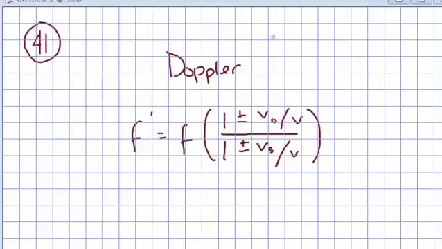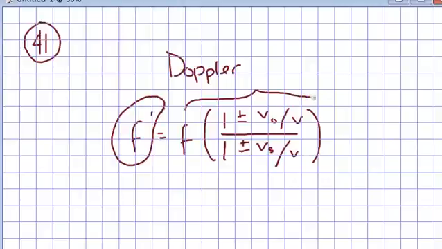Let's skip ahead to problem 41. This problem asks you, what kinds of things affect the perceived frequency? Well, these kinds of things affect the perceived frequency: things like the original frequency, the velocity of the observer, and so on. If it's on the right side of the equation, it evidently will have an effect on the frequency which is perceived by the observer.